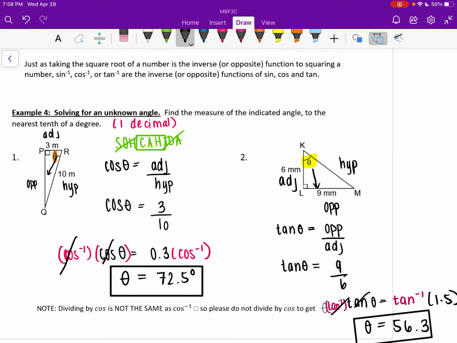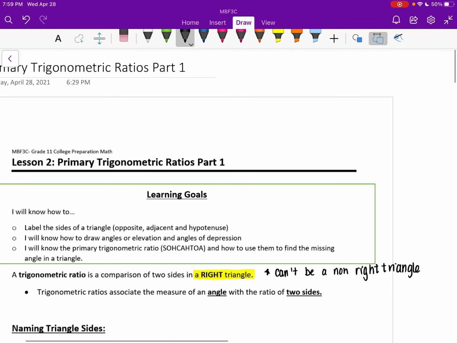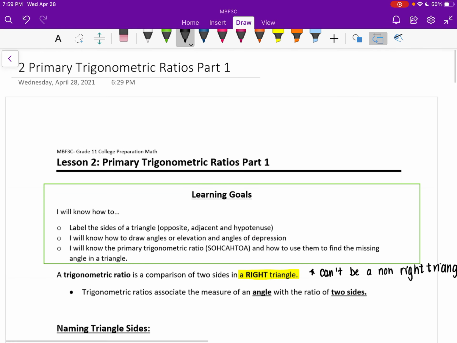And that's it. That's lesson 2, part 1. I'm going to post lesson 3, which is part 2 of this lesson, in a different video.